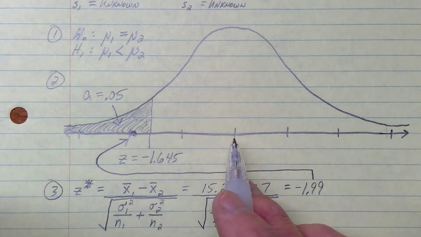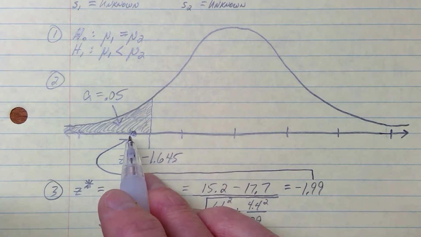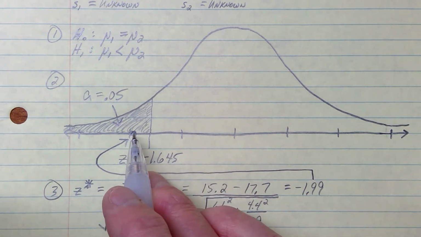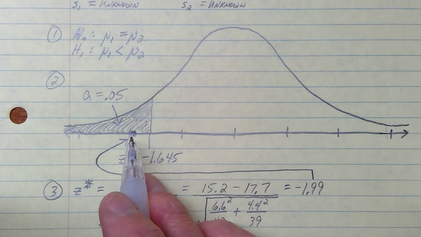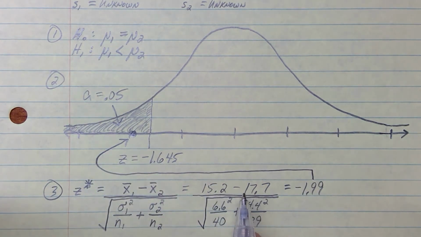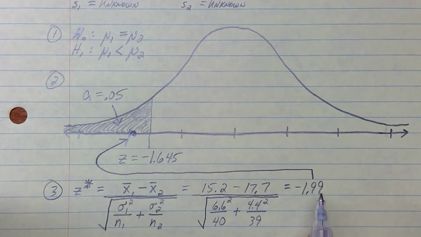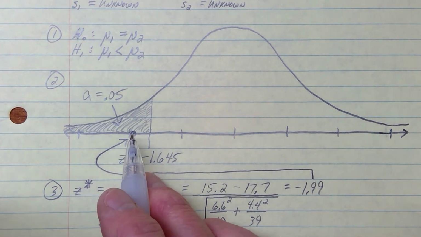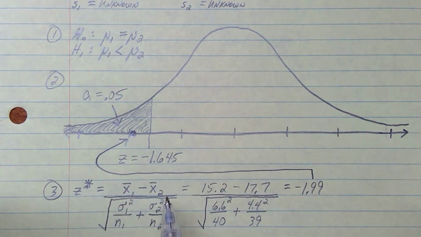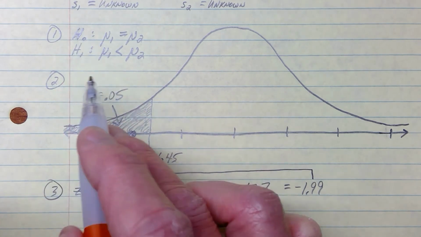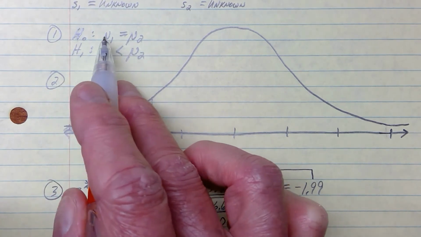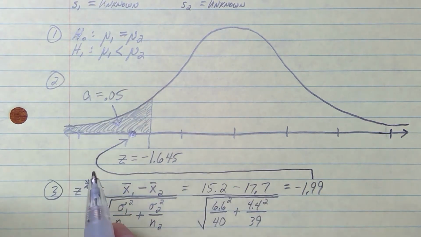Here's 0 in the middle. This is negative 1. There's negative 2. And just inside of negative 2 is where my test data landed. I converted my test data to a 0, 1, 2, 3 number. I placed it on the curve, I placed it on the axis as a dot. And now I make a decision. If it lands in the shaded area, I get to reject what they said. They said there's no difference. They said the populations are exactly equal.